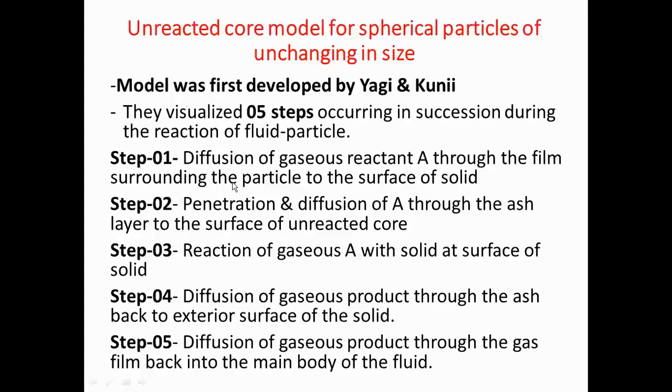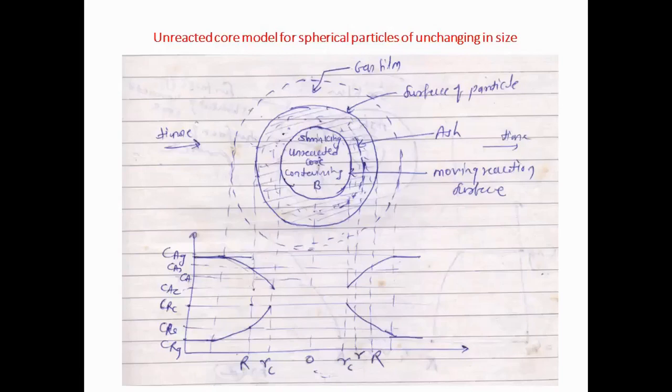So these 5 steps are: step 1 means diffusion of gaseous reactant A through the gas film surrounding the particle to the surface of the solid. What is this? Means first step, diffusion of gaseous reactant A, in the figure we see diffusion through a gas film of A, from the bulk of the gas towards the surface of the solid.